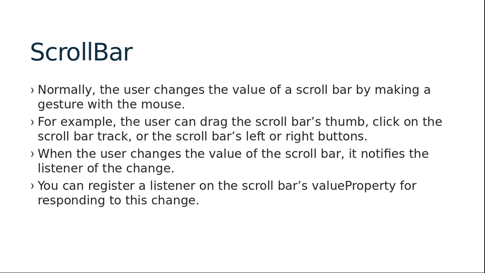All those are actually mouse events. So the user can perform those mouse events and change the values. So what we need to do is register a listener for the scroll bar value property. Whenever the user makes those actions, the value of the scroll bar is changed. To set a listener on the value property, we need to use the addListener method. So whenever the value property is changed, the listener will be fired.